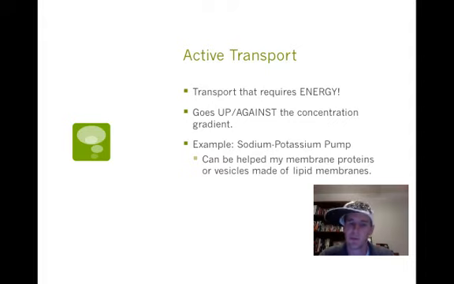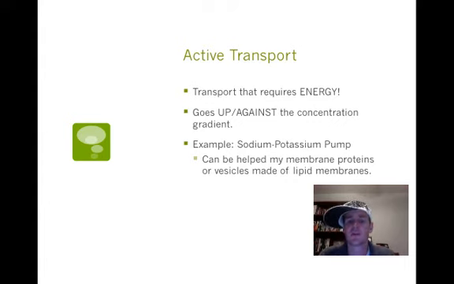An example is the sodium-potassium pump, and it has to do with sodium and potassium. I'm not going to go into details. If you're interested, you may look in your book. They give a lengthy explanation about the sodium-potassium pump. You should have already read that in your reading assignment, but that's probably the most famous example of an active transport.